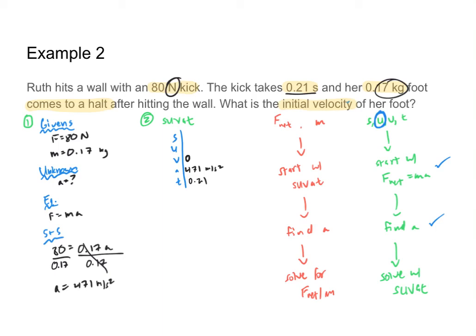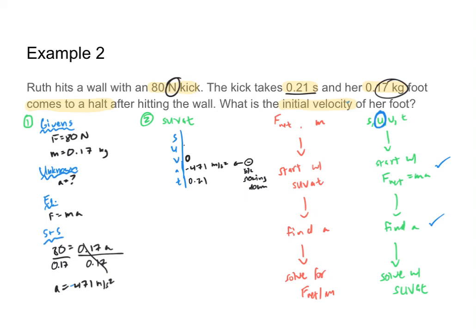Now, one thing here that I want to change: I know that she's slowing down, not speeding up, right? Because she's going from moving to not moving. So that means that her acceleration needs to be negative. So instead of writing positive 471, I actually need to write negative 471 meters per second squared. And that negative sign comes from the fact that we are slowing down. One hint for when you're solving these problems on your own is that if our final velocity is 0, our acceleration is almost definitely going to be negative.